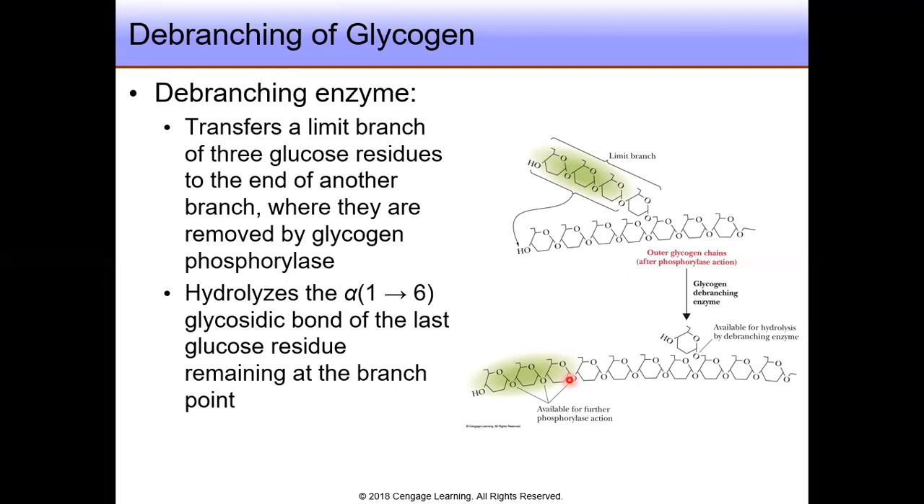So remember here that the debranching enzyme in its way cleaves an alpha-1,4 linkage and forms a new alpha-1,4 linkage here, in addition to hydrolyzing the alpha-1,6 linkage that is here.